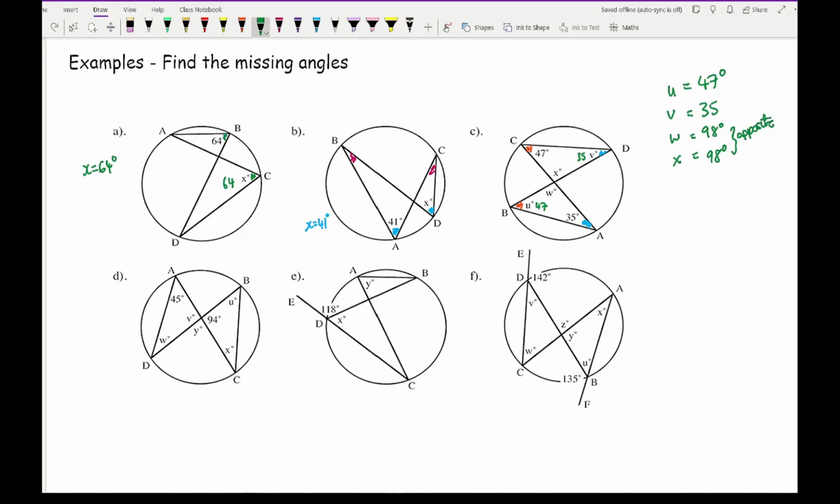So again, it's always important that you remember even the basic rules of angles on parallel lines, angles at a point, angles on a straight line, etc. Because all of this will come in. Just because it's in a circle doesn't mean you're not going to be using those rules as well.